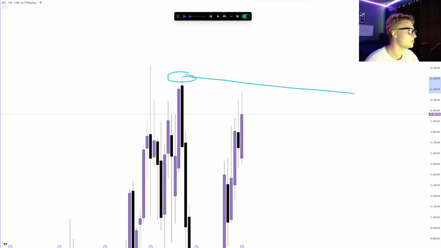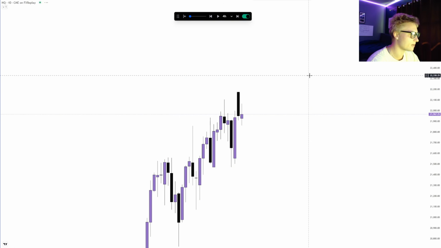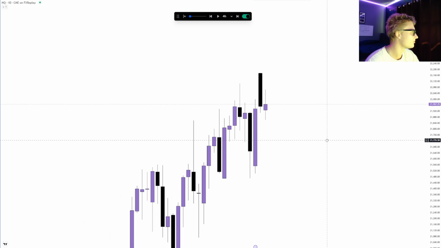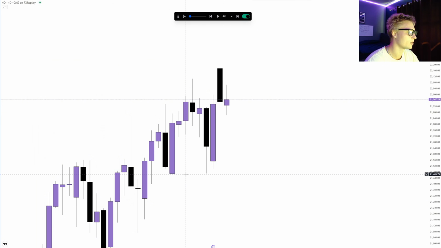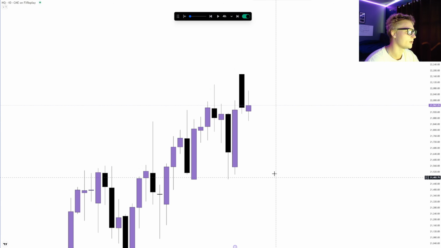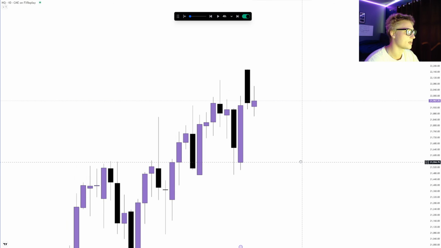So let's now go down to the daily time frame. What I'm looking for here on the daily time frame is what are we rejecting and what are we respecting? Very important. As well as I'm looking for liquidity sweeps, and I'm watching for SMTs.